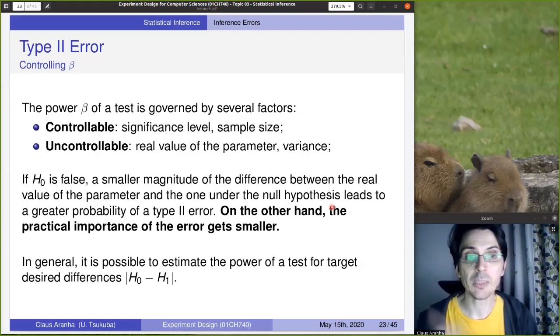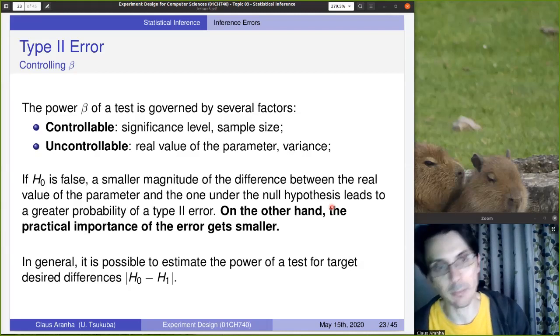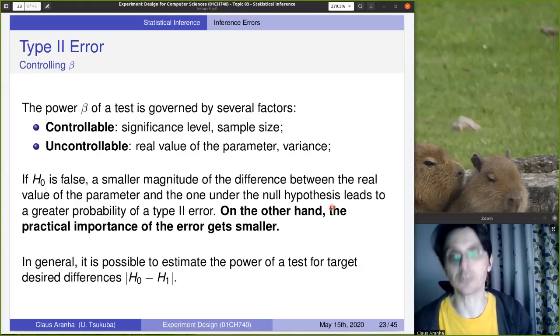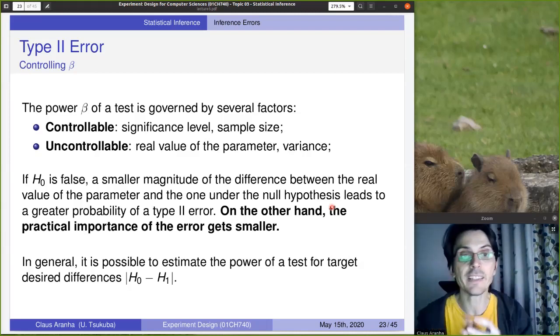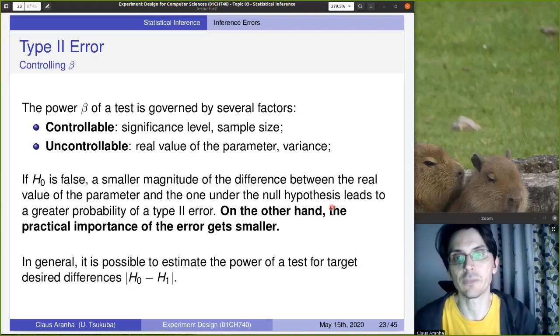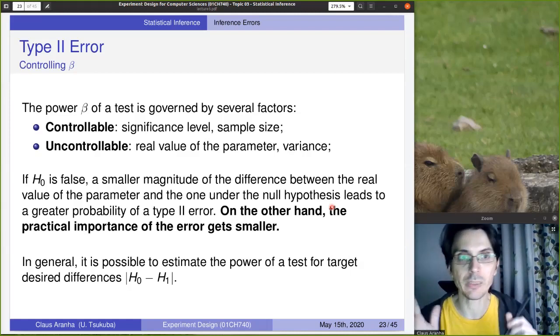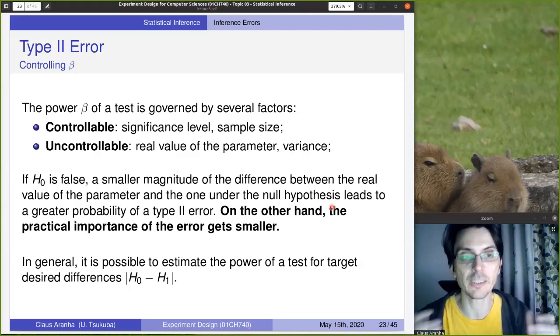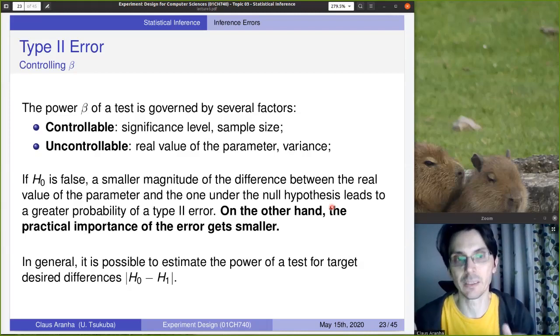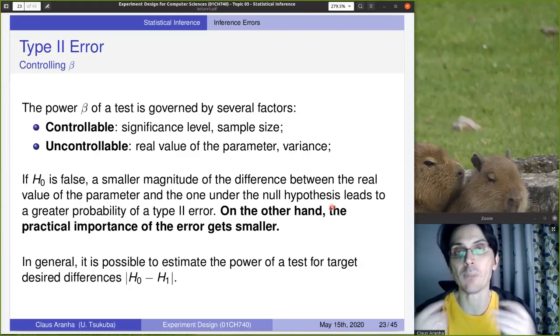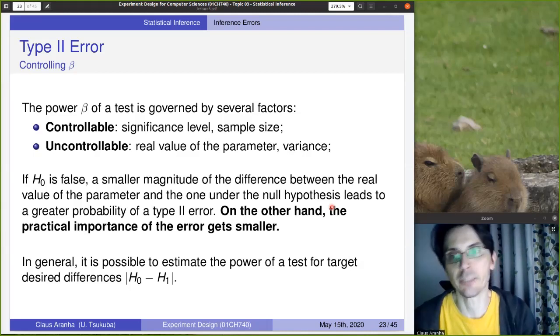Okay, and because we can say, oh, we don't care about a difference of 1 gram, but we care about a difference of 10 grams, then we can determine the power of a test by saying what is this desired difference. We're going to talk about this in a future course, but right now, it's important to think about what is the desired difference. What is the difference in the hypothesis that we actually care about?